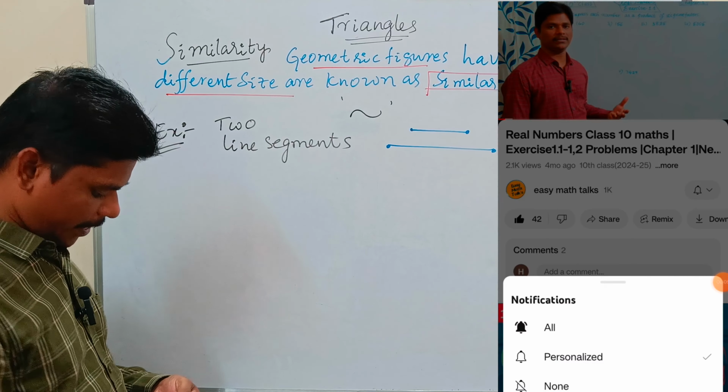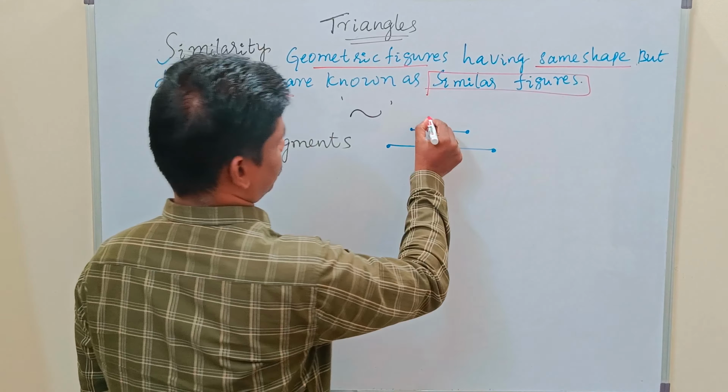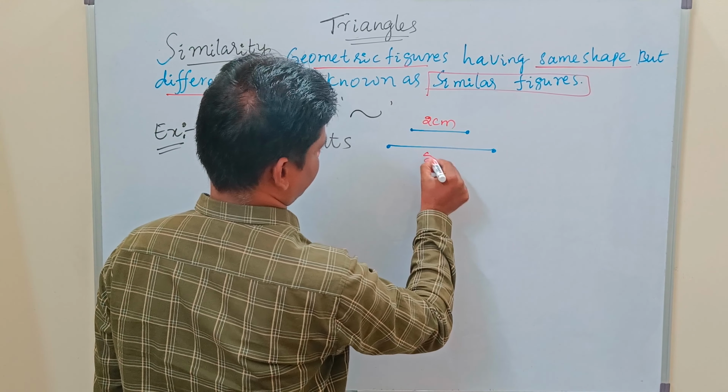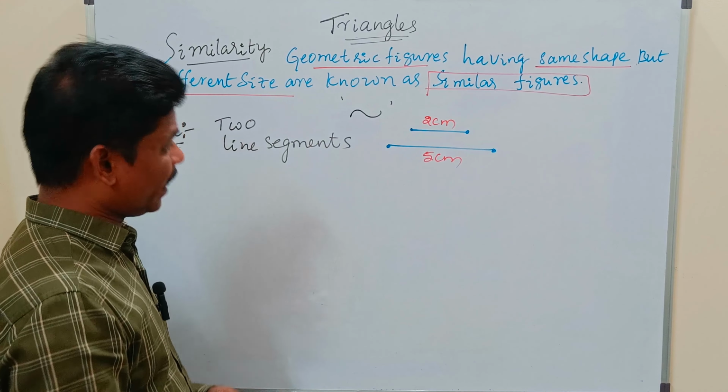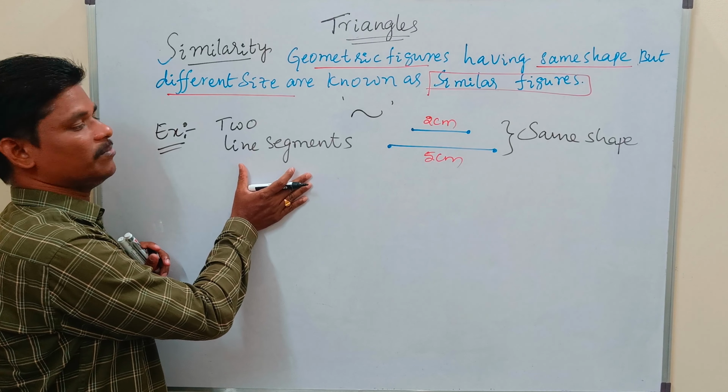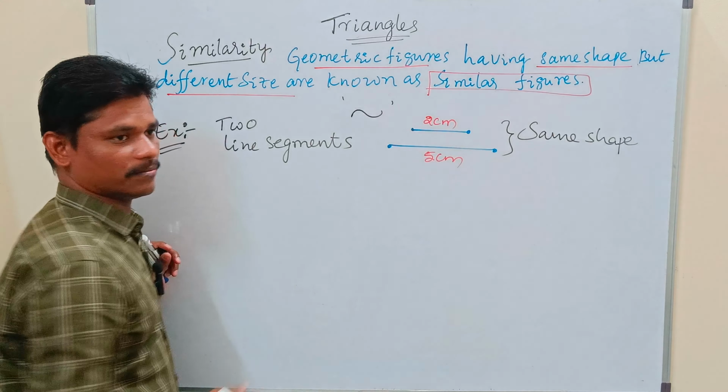Observe here, suppose this is 2 centimeters and this is 5 centimeters. These two line segments have the same shape, but the sizes are different, 2 centimeters and 5 centimeters. That's why these two line segments are similar figures.